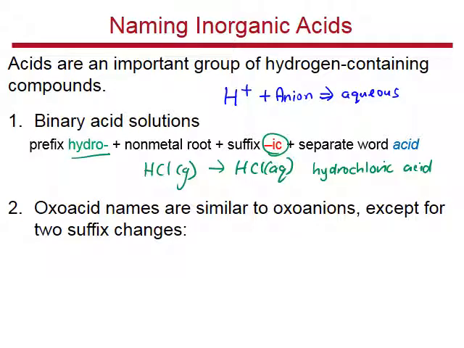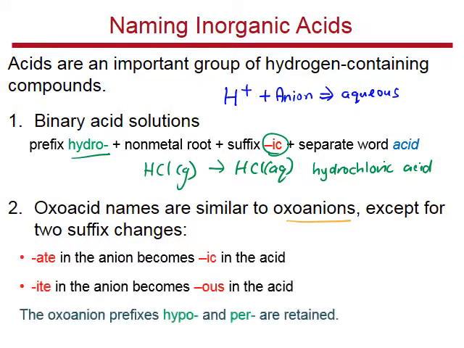Another type of acid is oxo acids. The names of the oxo acids are related to the names of the corresponding oxo anions. Recall the suffixes that we use to name oxo anions depend on the number of oxygen atoms. If you know the name of the oxo anion, you can obtain the name of the corresponding acid by replacing the suffixes as shown. ATE in the anion becomes IC in the acid. ITE in the anion becomes OUS in the acid. And the prefixes hypo and per in the oxo anion will be retained when naming the oxo acids.